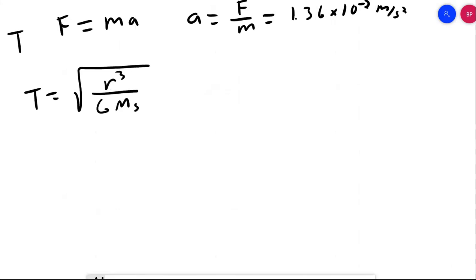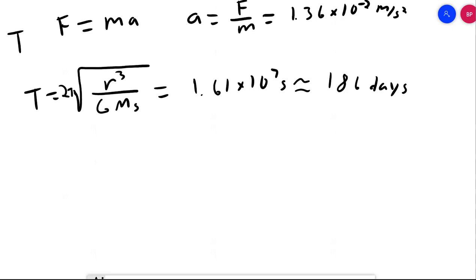It's this thing. Yep, and so times 2 pi. So if you plug in your numbers here, then we'll find that the period is 1.61 times 10 to the 7 seconds, or in a more familiar term, this is roughly 186 days. So this is the time that it takes for the planet to take one full trip around the star.